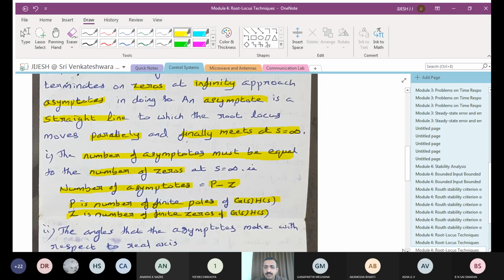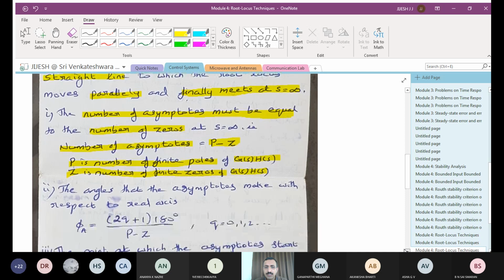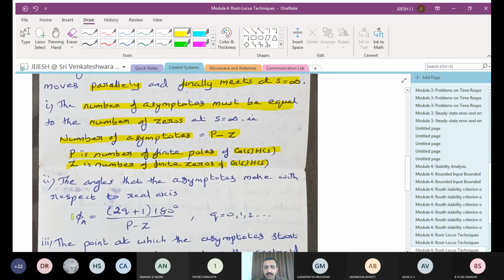So we have to find at which angle the asymptotes need to be drawn by using the equation phi a is equal to (2q plus 1) into 180 degrees divided by p minus z. The angle that the asymptotes make with respect to the real axis can be found by using this equation. What is q? Q can be 0, 1, 2, 3, etc.